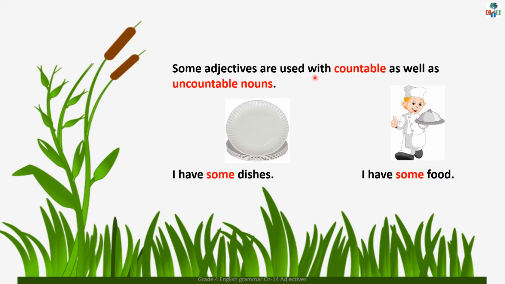Some adjectives are used with countable as well as uncountable nouns. For example, I have some dishes. In this sentence, children, dishes is a countable noun. And before this noun, I have used the word some. So, some is an adjective in this sentence. I have some food. In this sentence, children, food is an uncountable noun. And before this noun, I have used the word some. So, some is an adjective also in this sentence.